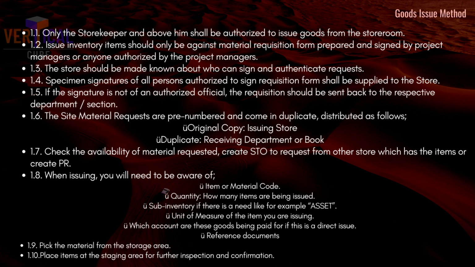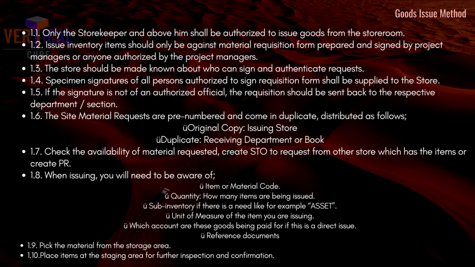1.5 If the signature is not of an authorized official, the requisition should be sent back to the respective department/section. 1.6 The site material requests are pre-numbered and come in duplicate, distributed as follows: original copy, issuing store; duplicate, receiving department or book. 1.7 Check the availability of material requested, create STO to request from another store which has the items, or create PR. 1.8 When issuing, you will need to be aware of the item or material code.